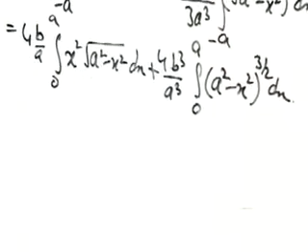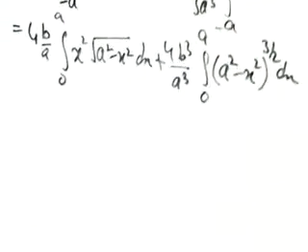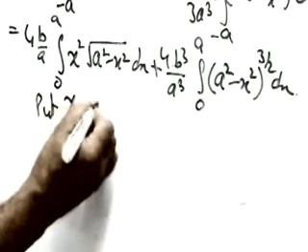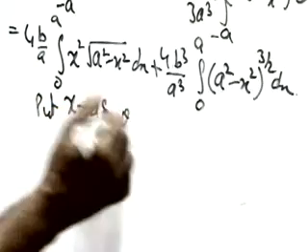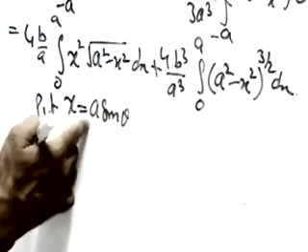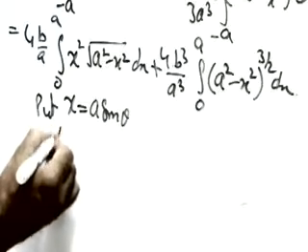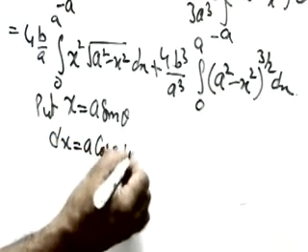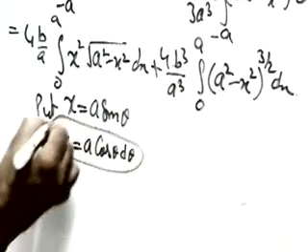Now from here, we have to use the substitution method. This question is very lengthy. What is the substitution method? Watch carefully. x equals a sine theta. If you put this here, it will become cos, then we have to use the formulas of cos. Put x equals a sine theta, so dx equals a cos theta d theta.